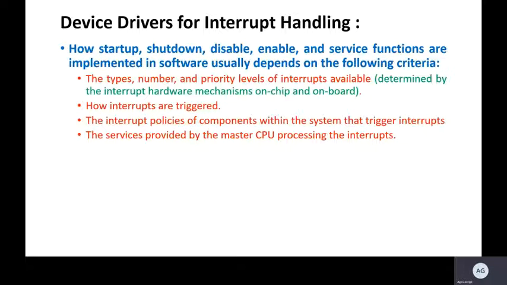What is the criteria based on how the startup, shutdown, disable, enable, and service functions are implemented? Okay, first one, always the interrupts will be having a priority. Or in 8051, you might have seen there is an instruction known as INT, and INT is associated with a number 0 to 255 you have. So there are different types. There is a number and the priority levels of interrupts that is available. Okay, always the priority is ranging from 0 to n, where the least number has the highest priority. Okay, so that is the way in which priority varies.